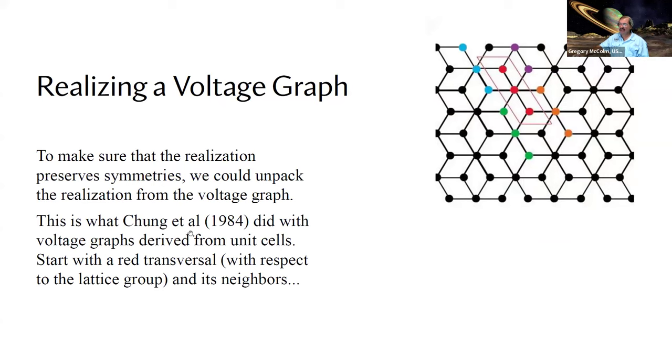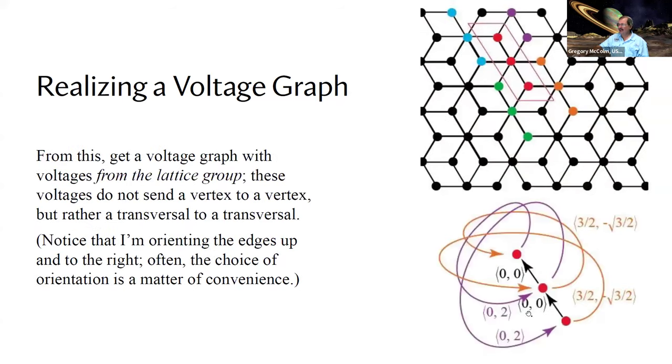And what Chung and their friends did, and this happened pretty quickly after voltage graphs came out, is they said, well, we're taking a unit cell, and we're going to make a voltage graph out of that. Within a single transversal, I want all the interior edges to be zero. Then I label the other edges that go outwards with non-zero voltages. These actually map from transversals to transversals.